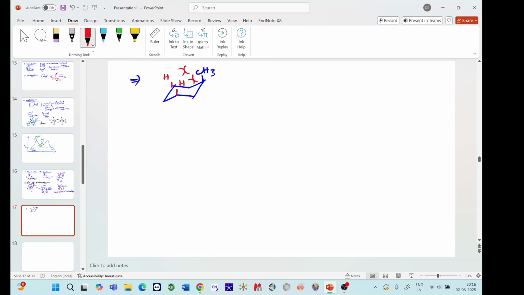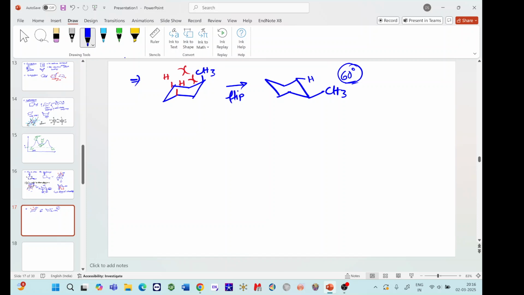That is called diaxial interactions. Now, if you just flip the ring, then it will be like this, and your methyl will come here. Now you can see you don't have any interaction. Either you have some hydrogen on that side, but you have a 60-degree dihedral angle, so there is no concern for that one.